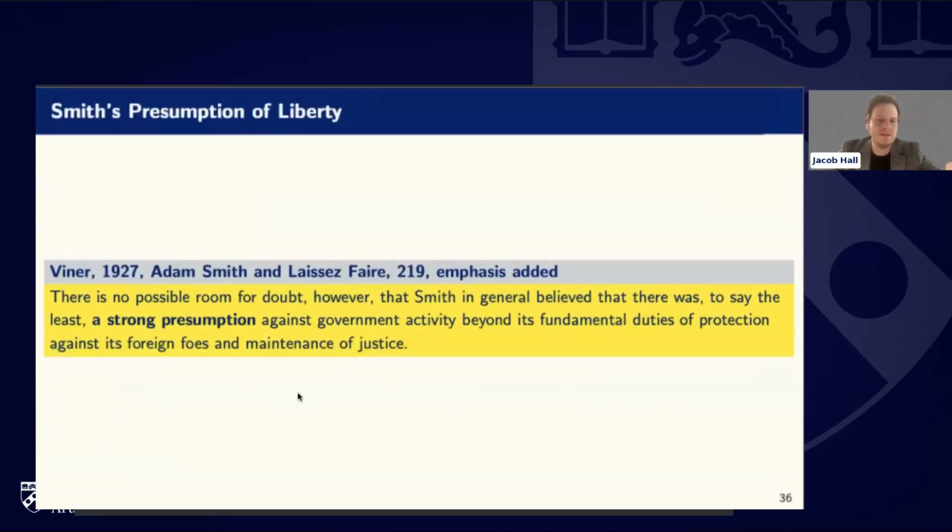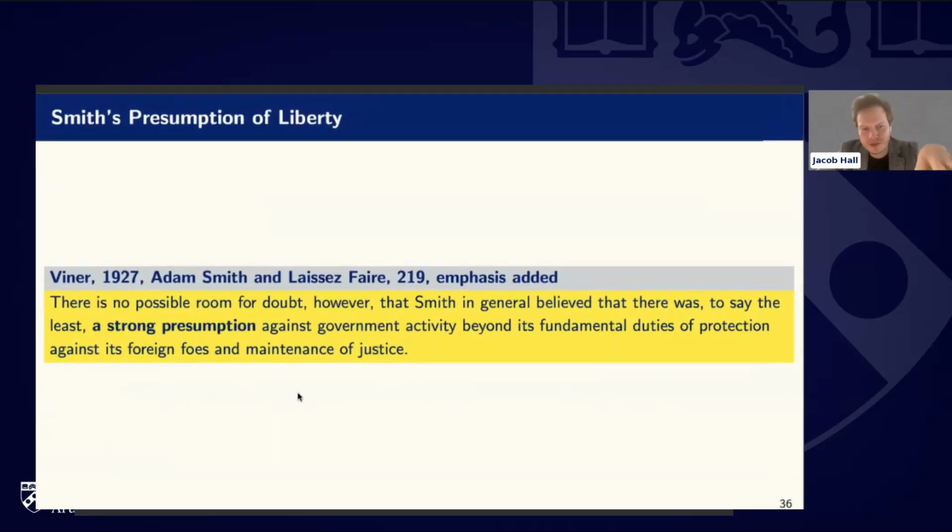And this comes across not just in these paragraphs on natural liberty, but throughout the entire book. I think this is a core theme of the entire book.